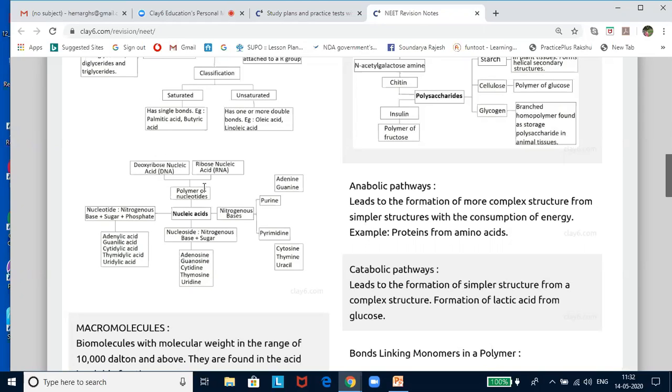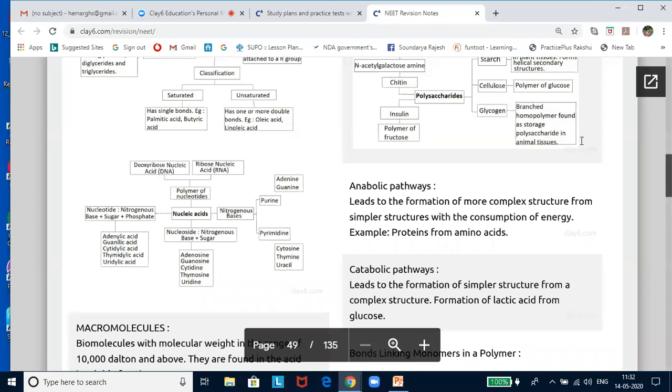And third is the phosphoric acid or phosphate group, which could be monophosphate, diphosphate, or triphosphate. If you remember your ATP, it is nothing but a nucleotide, that is adenosine triphosphate. Now, nucleic acid containing ribose sugar is called ribonucleic acid, as we said, and without it, it is called the deoxyribose nucleic acid.